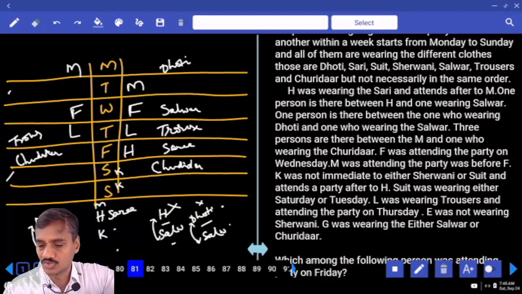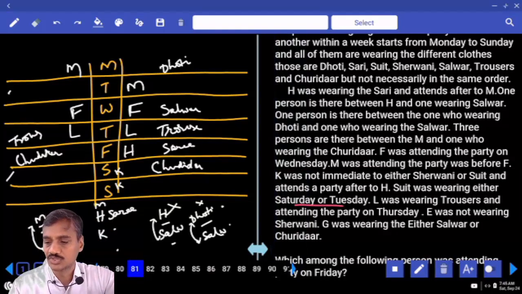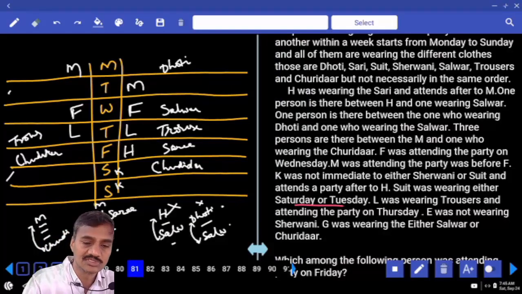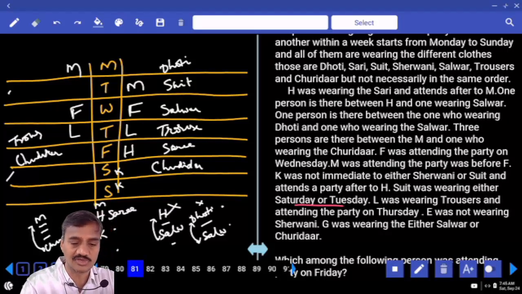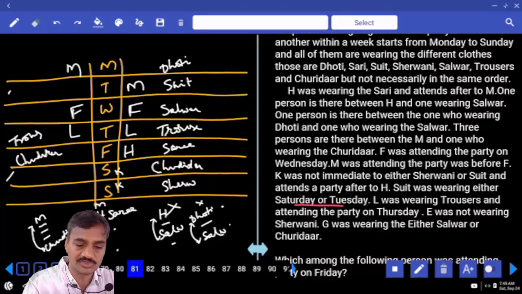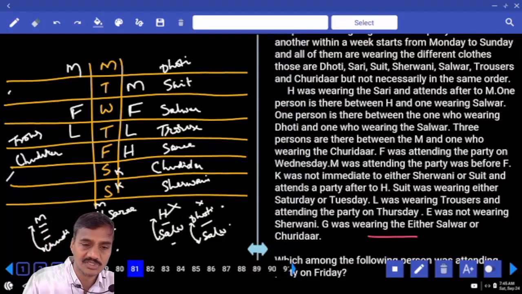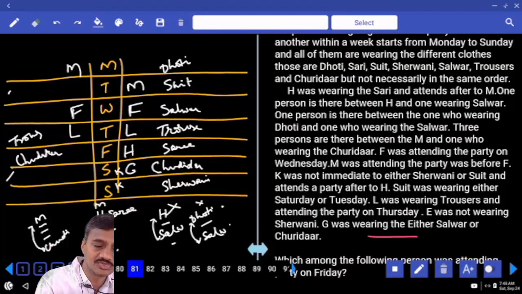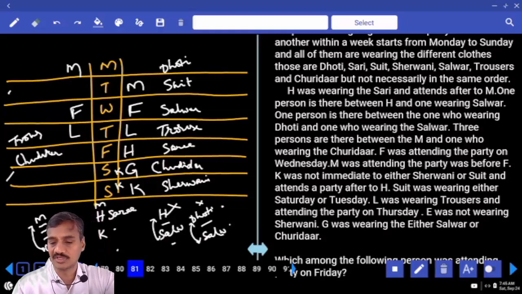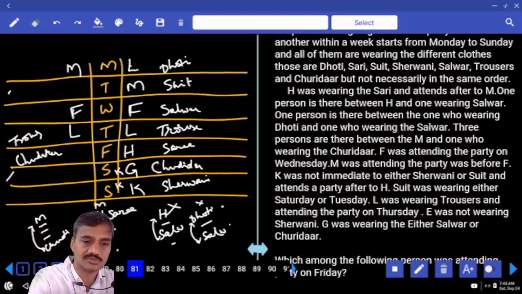Now we have the other information, Tuesday or Thursday. Shoot was wearing either Saturday or Tuesday. Saturday is not possible, so shoot must be on Tuesday. If shoot is on Tuesday, then what is left over here? Sherwani is here. The one who is wearing Sherwani must be on Friday, and he was not wearing Sherwani. G is either Salwar or Chudidar. Salwar is not possible, so Chudidar. If G is here, K is here. And K is here, who is the person left over? E. E is here.